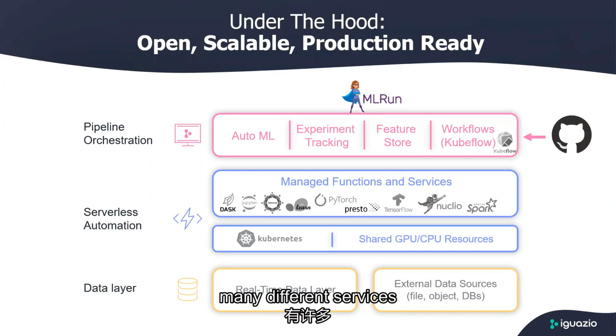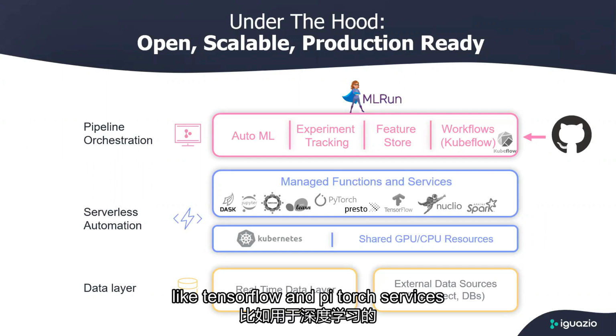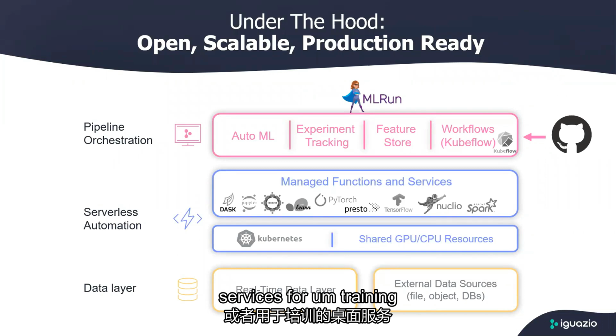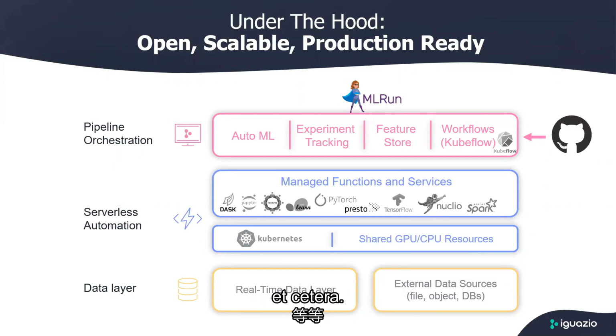On top of it, there are many different services that comprise this ecosystem or this pipeline that I just showed, and they require all those separate tools, things for deep learning like TensorFlow and PyTorch, services for data analysis like Spark or Presto or Dask, services for training like Orvod, etc. We need to put all of those in one framework. And we could also use other serverless frameworks like Nuclio in order to do things like serving and real-time serving, real-time ingestion, stream processing, etc.